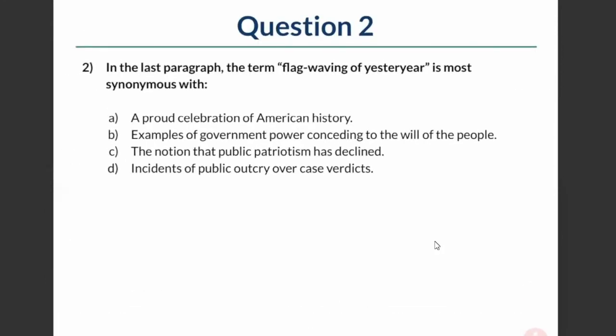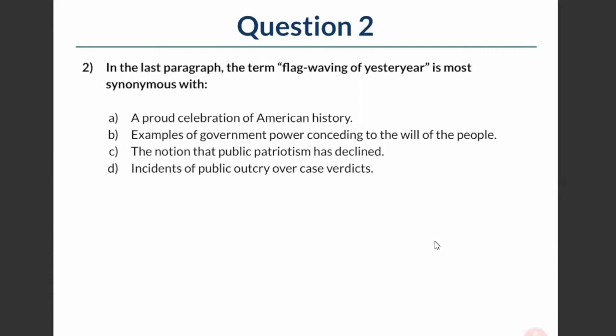Our answer choices are a proud celebration of American history, already sounding pretty good because in that same sentence, we use flag waving of yesteryear and good 4th of July stories. So a proud celebration of American history seems to be falling in line with those two already. B, examples of government power conceding to the will of the people. No, that's not really indicated at all by that sentence or any other part of the passage. It actually, if anything, opposes what the author's point is, so we can cross that out.